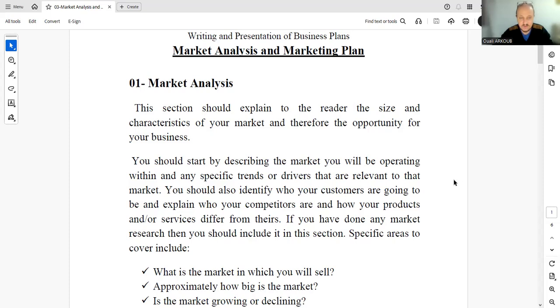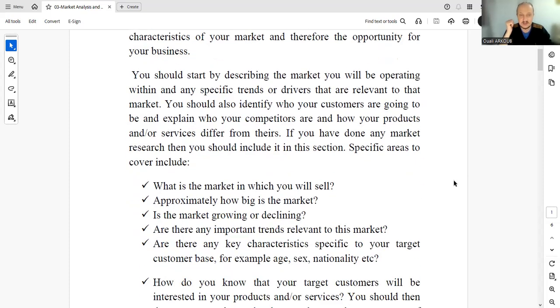Specific areas to cover include: what is the market in which you will sell, and the nature of the market that you will sell in. Approximately how big is this market, the size of the market? It's very important to determine the size of this target market. Is the market growing or declining? Are there any important trends relevant to this market?